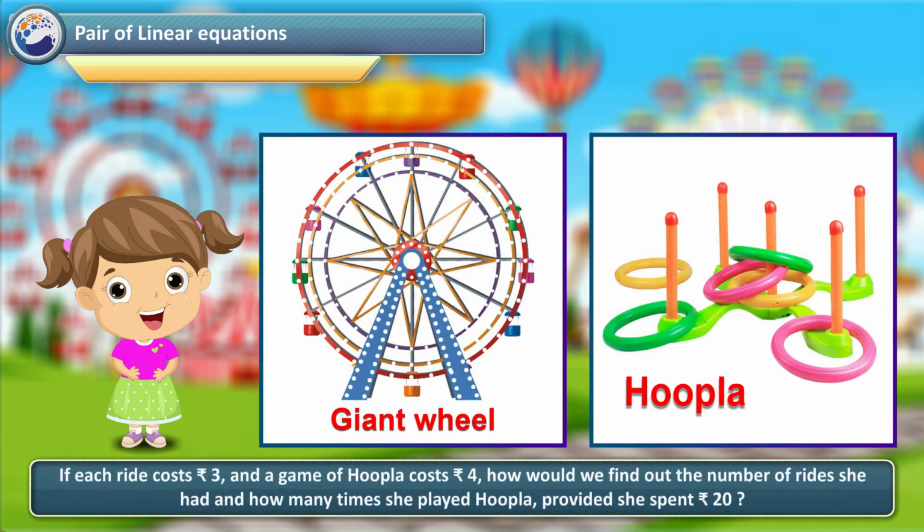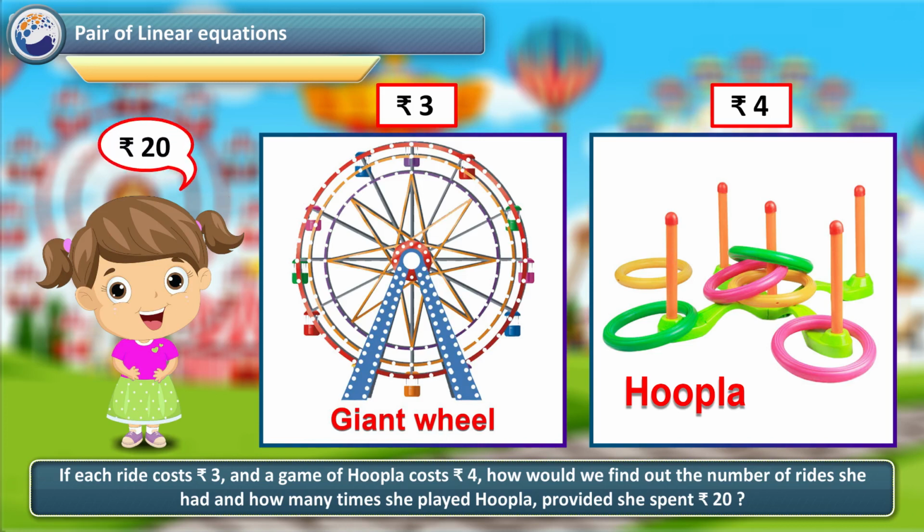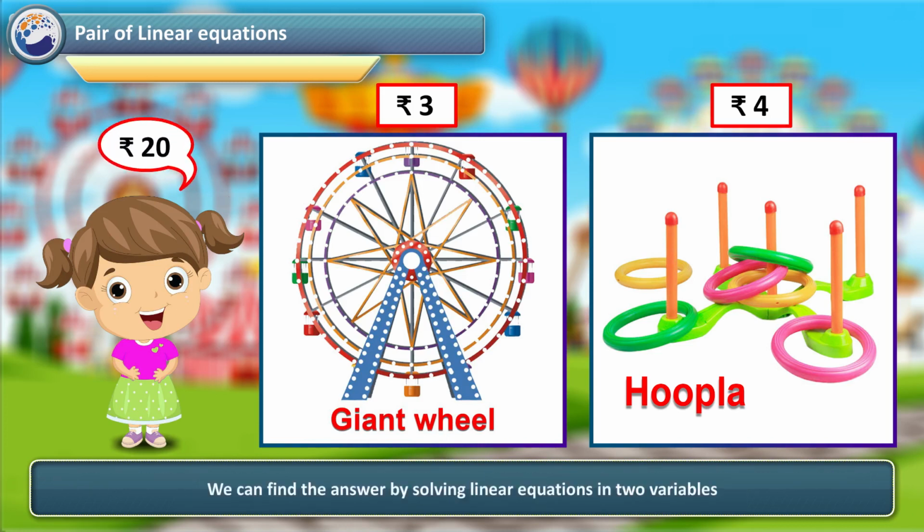If each ride costs rupees 3 and a game of hoopla costs rupees 4, how would we find out the number of rides she had and how many times she played hoopla, provided she spent rupees 20? We can find the answer by solving linear equations in two variables.